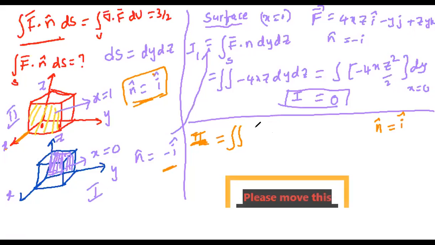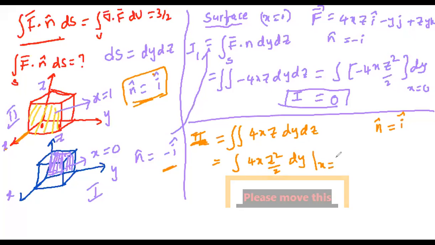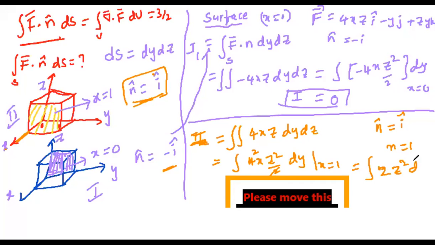So here I am going to get 4xz dy dz. When I do the integration of this, I am going to get 4xz square by 2 dy at x is equal to 1. Here x is equal to 1. So when you substitute x equal to 1, I get 2z square, then dy.